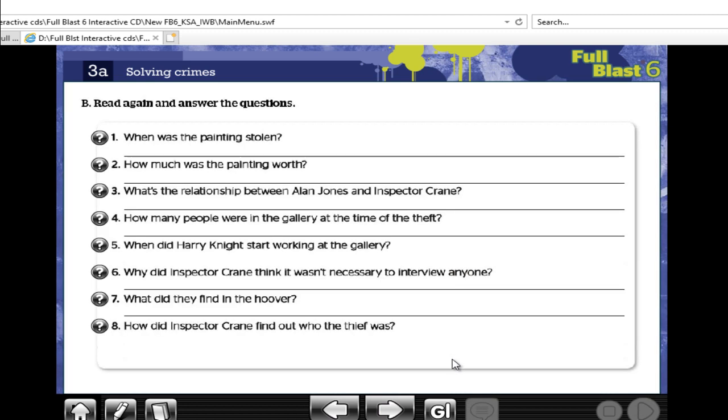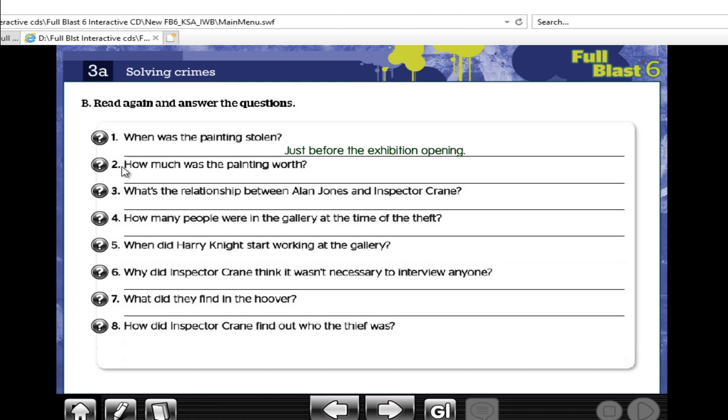Now questions on page 35. Read again and answer the questions. Number 1. When was the painting stolen? Just before the exhibition opening.